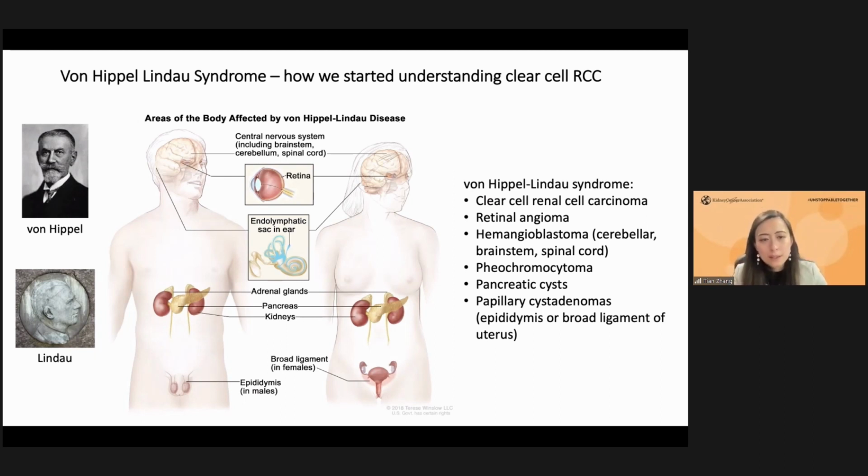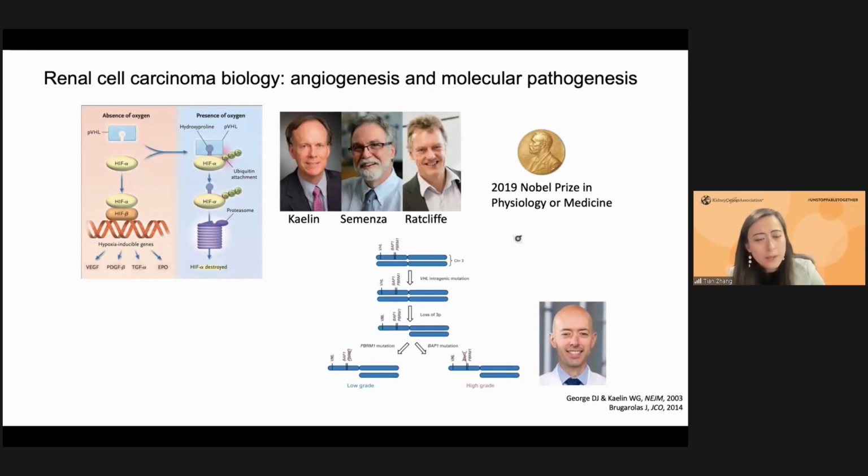But the most malignant portion of this syndrome is clear cell kidney cancer. And that's how we started to understand the associations of kidney cancer with the alterations in blood vessel formation. And so how far have we come? We've come a long way to understanding angiogenesis, which is the process of blood vessel formation, and the molecular changes in the cells as we get into aggressive kidney cancer.